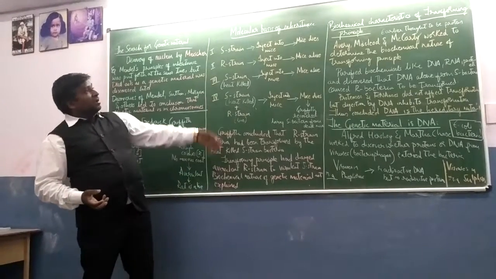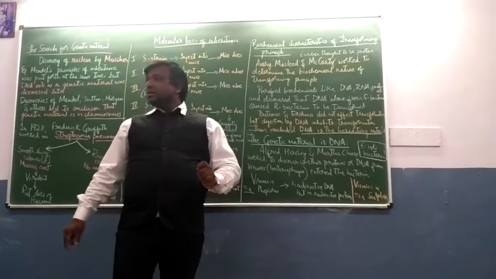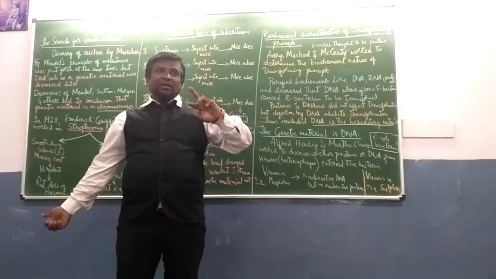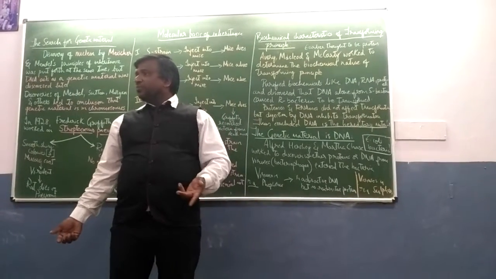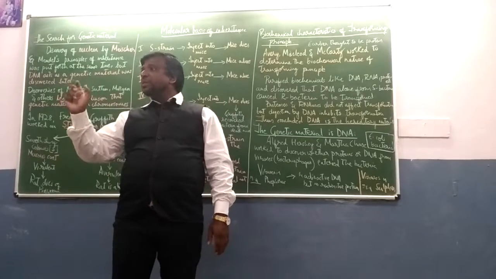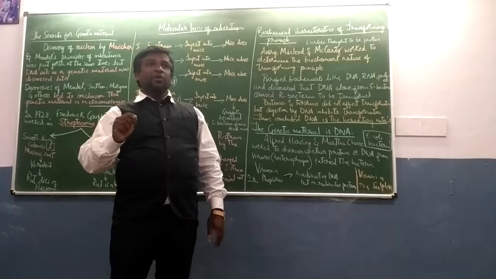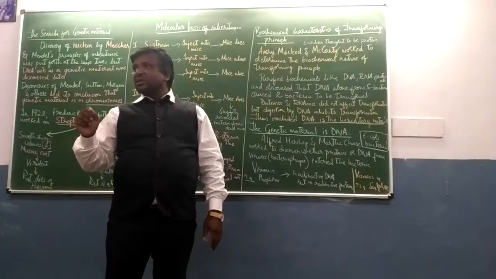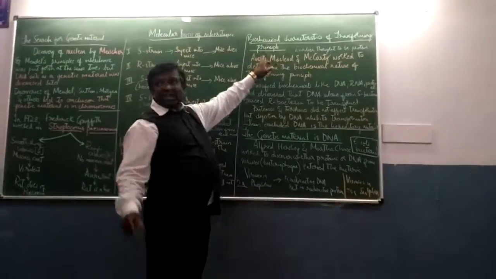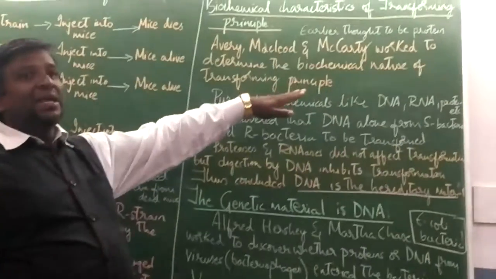So the next aspect is the biochemical characteristics of the transforming principle. What is the transforming principle? R strain being transformed into S strain, caused by some agent. What is that? That explanation was provided, and that experiment was worked out by three scientists, with the surnames Avery, McCarty, and MacLeod.